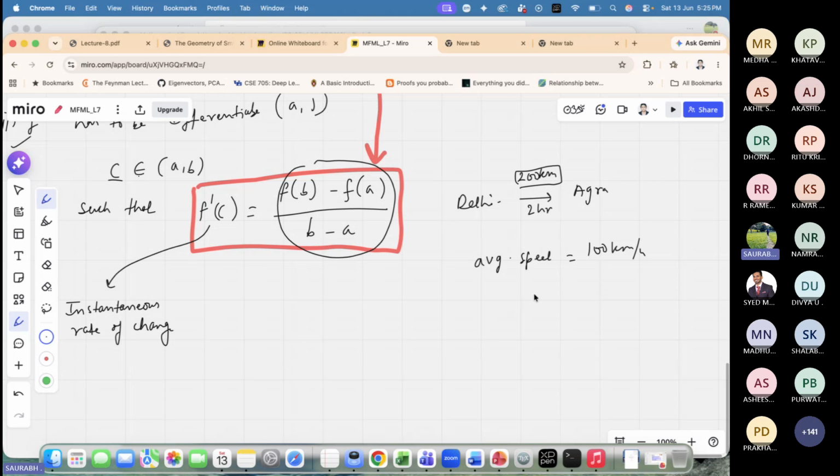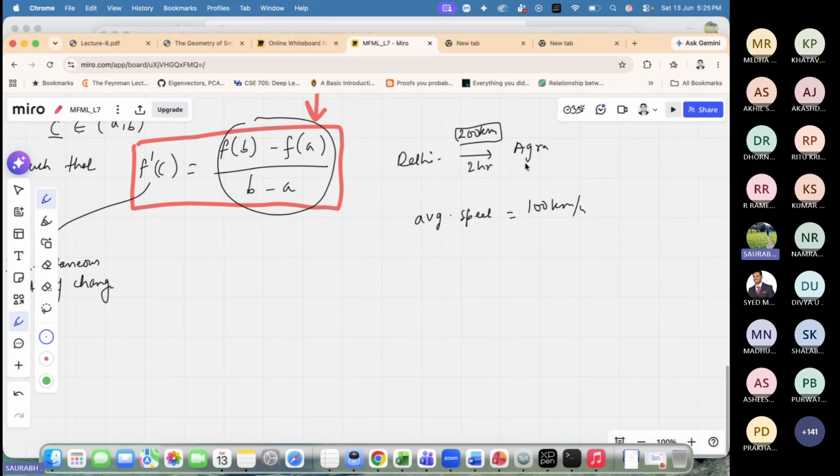But eventually your speedometer shows you various different values. While you are on the journey, it shows you sometimes 80 kilometers, sometimes 120, sometimes 109, sometimes let's say 75 or even slower, right? So there could be a range of values that your speedometer tells you, right?